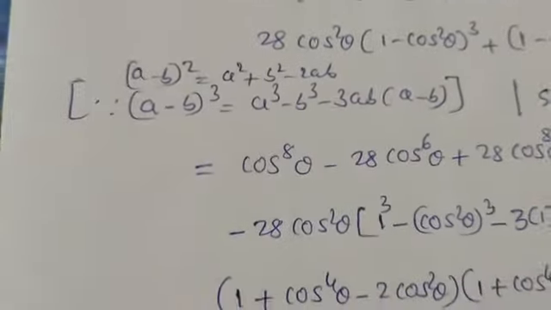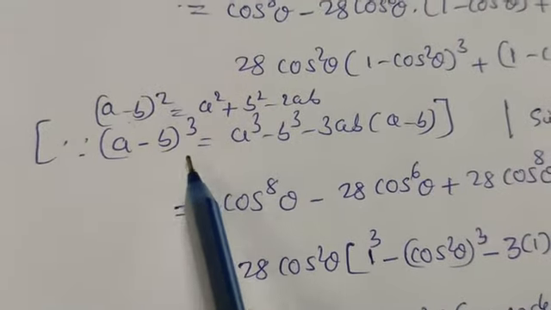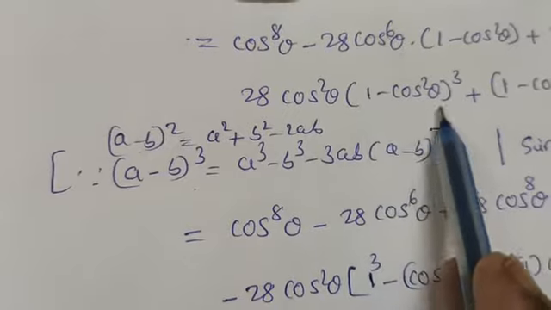So here we come across these two formulas. One is a minus b whole square and another is a minus b whole cube, because here we have 1 minus cos square theta whole cube.